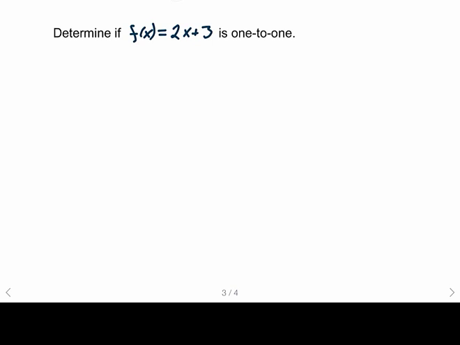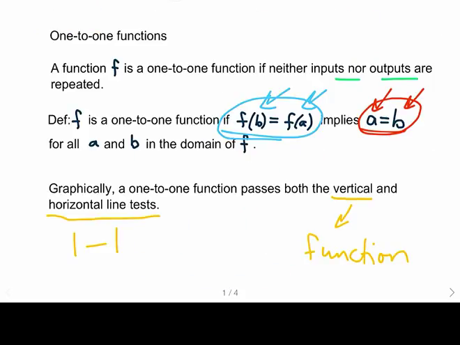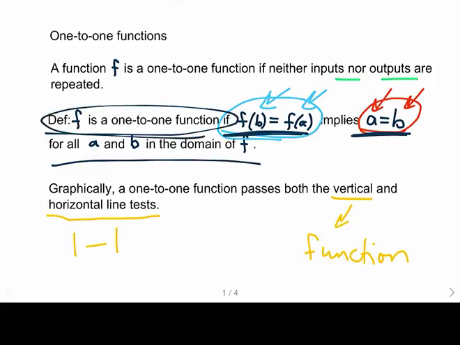And what we're going to do is suppose that f of b is equal to f of a generically, and then see what we come up with. Let's look back at our definition so that we'll know how to interpret what we're doing. Our definition said, if f of b equals f of a implies that a and b are the same for all a and b in the domain of f, then f is a one-to-one function. So we're going to set f of b equal to f of a and see if we're forced to conclude that a equals b.